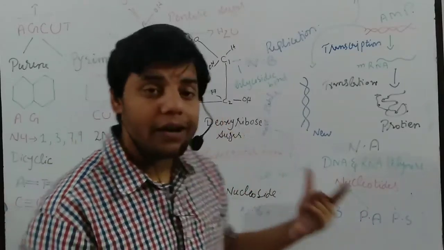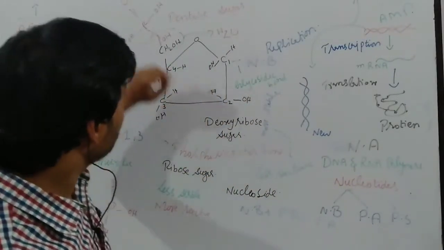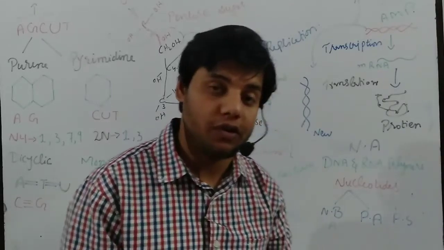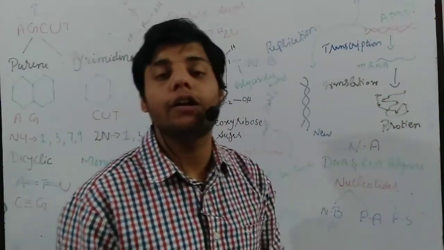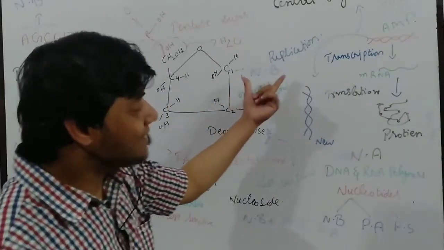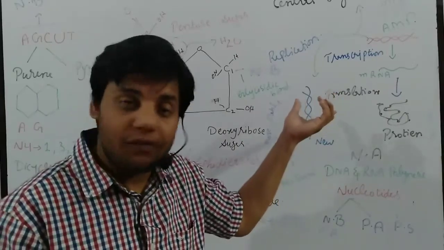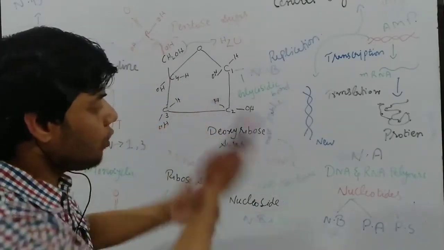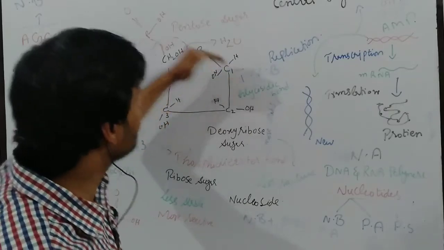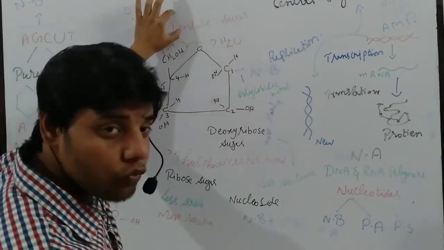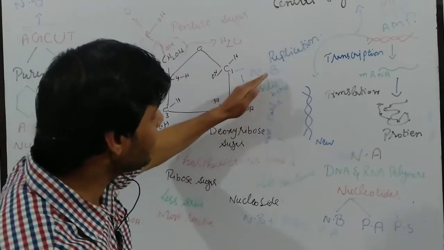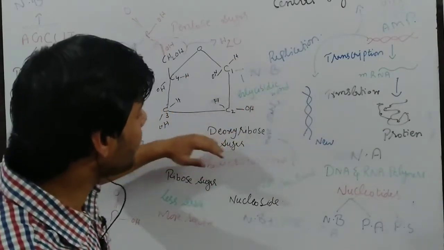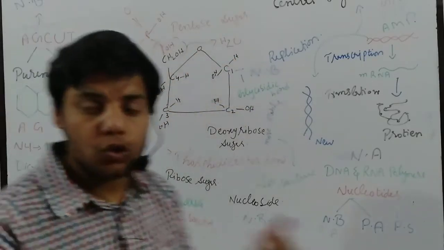Similarly, if this is the deoxyribose sugar and there is one phosphate group, we call it deoxy monophosphate sugar. If it has two phosphate groups, we call it deoxy diphosphate sugar. They also have a nitrogenous base. Let's suppose they have adenine and one phosphate group, and this is the deoxyribose sugar, we call that deoxyadenine monophosphate, because of one phosphate group. If there are two phosphate groups, we call it deoxyadenine diphosphate. If the nitrogenous base guanine is present, then we call that deoxyguanine monophosphate. So these are very important things.